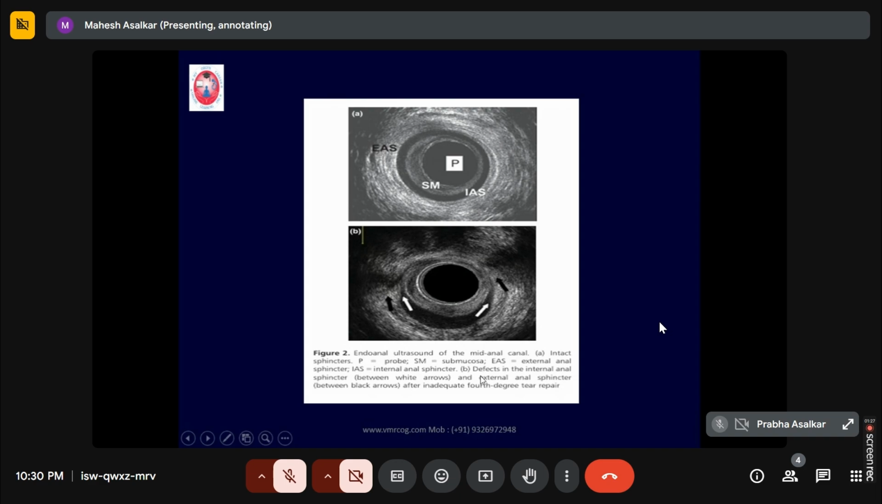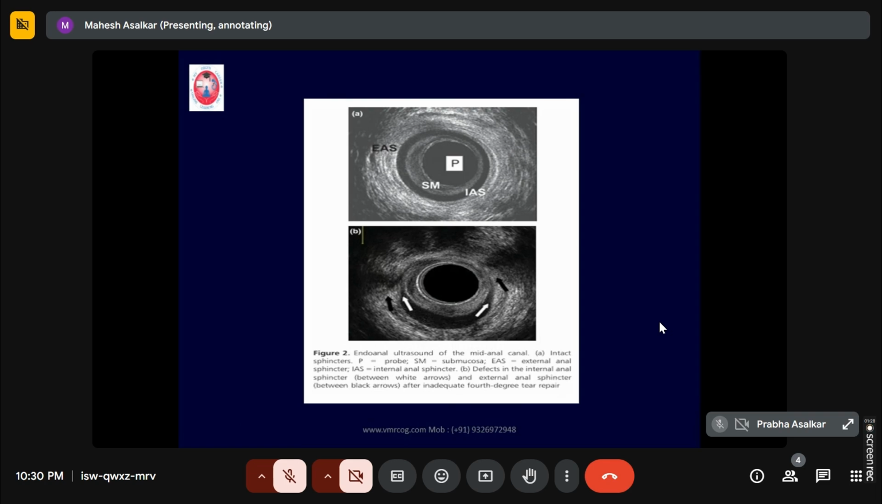So in figure B you can see defects in the internal anal sphincter between the white arrows. Between the white arrows there is an injury to the internal anal sphincter. And the external sphincter between the black arrows, this is the external anal sphincter after inadequate fourth degree tear repair. So this is after the repair. So when you ask these patients for follow-up, you have to do these investigations and find out whether there is any defect or not.